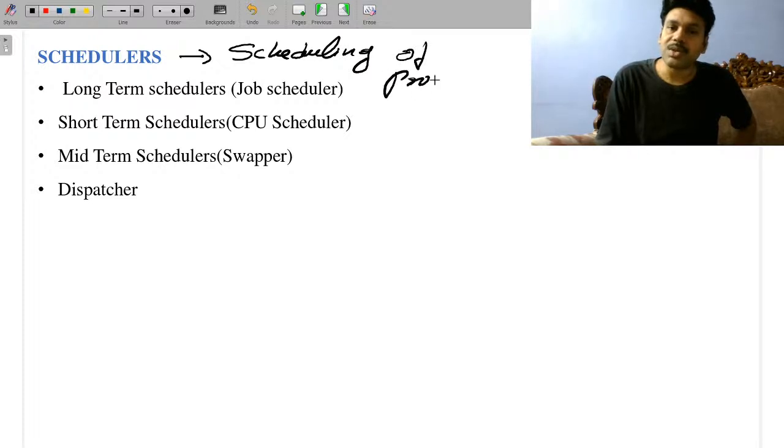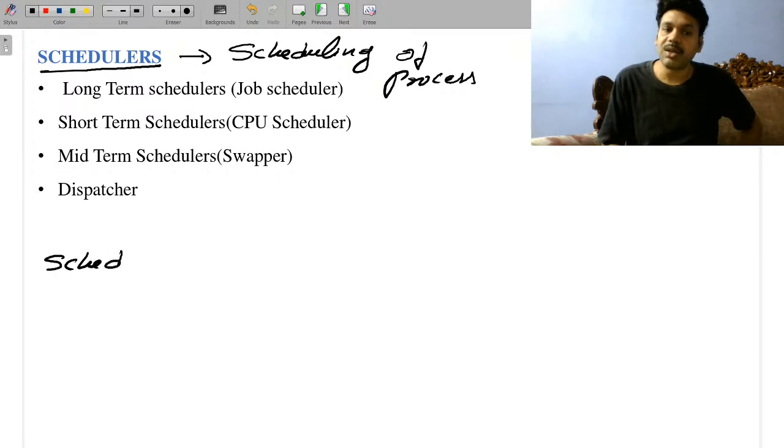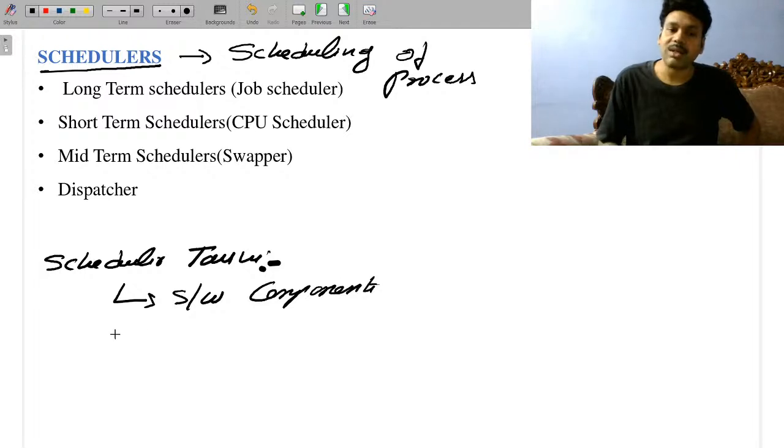Scheduling of the process, that is, creation and scheduling, is done by these schedulers only. So there are three important tasks of your schedulers. The schedulers are also software components. What is the task of that? The task is nothing but what?